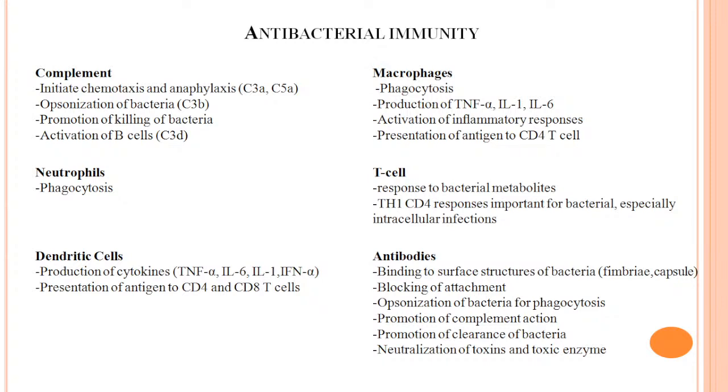Antibodies are also a main mechanism of antibacterial protection. What are the main functions in antibacterial immunity? The first one is binding to surface structures of bacteria, fimbriae or capsule. The second one is blocking the attachment of bacteria to mucosal membranes and target cells. The third one is opsonization of bacteria for phagocytosis. Antibodies also take part in opsonization. Then promotion of complement action.